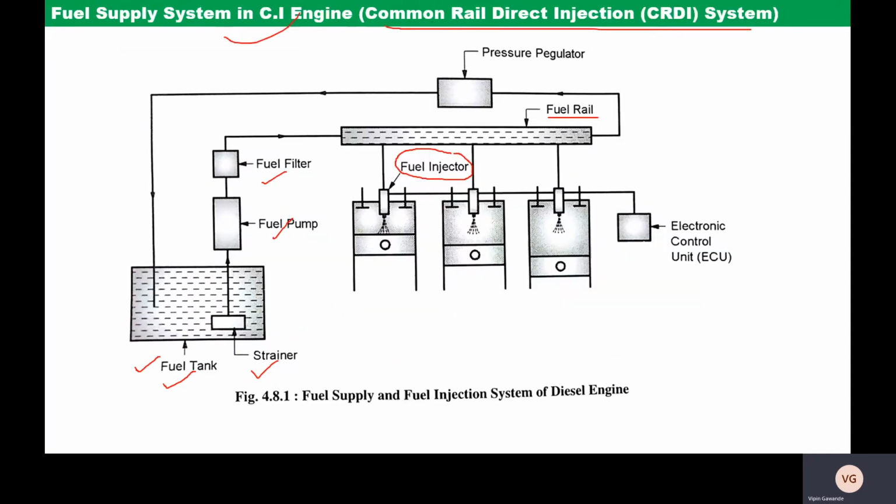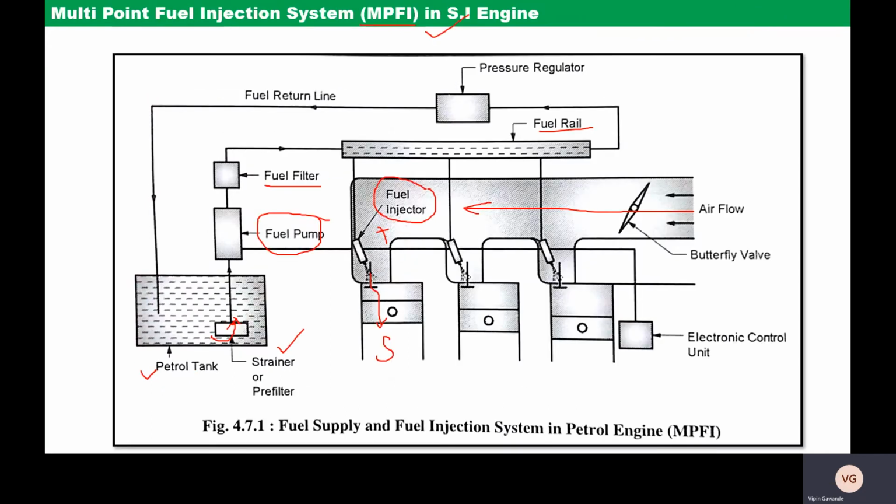While in the CI engine, we have seen that during the suction stroke only air enters, and during the compression stroke the fuel injector supplies the diesel, that is fuel, to the air, and there is a combustion of this fuel. So in the SI engine, there is entry of petrol plus air during the suction stroke, and the fuel injector is mounted outside.